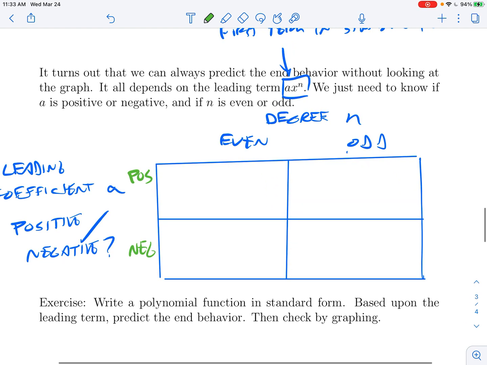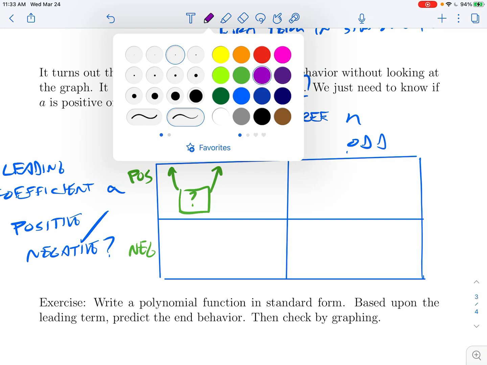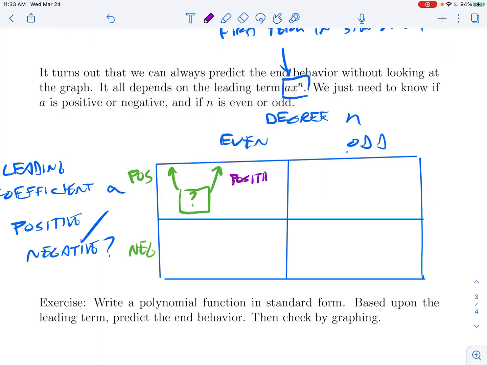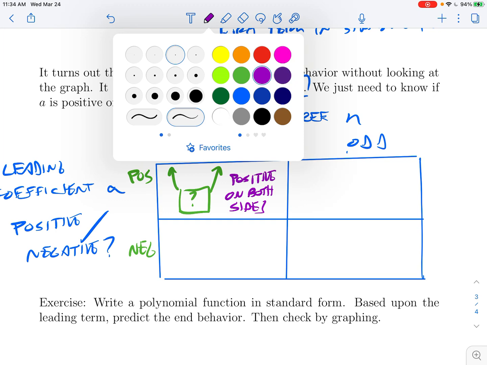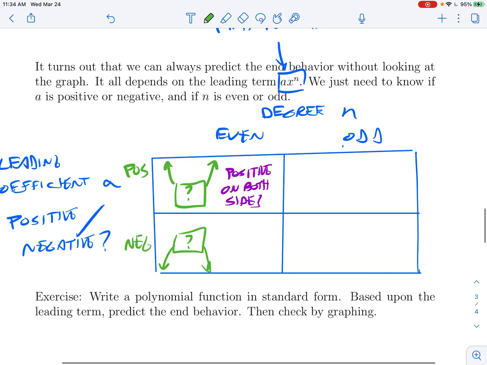Even degree is like degree 2, like a parabola. So if we have an even degree and a positive leading coefficient, the end behavior will be like an upward opening parabola. There might be some wiggle in the middle, but it will be positive if we go far enough to the left and positive if we go far enough to the right. If we have a negative coefficient in the front, it's upside down. So negative on both sides, maybe some wiggle in the middle.